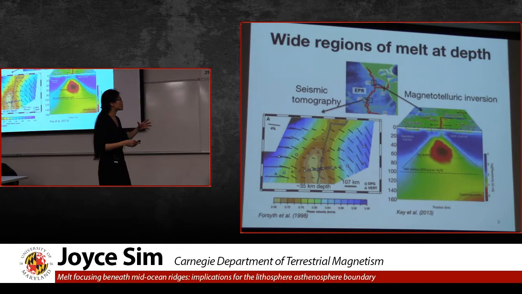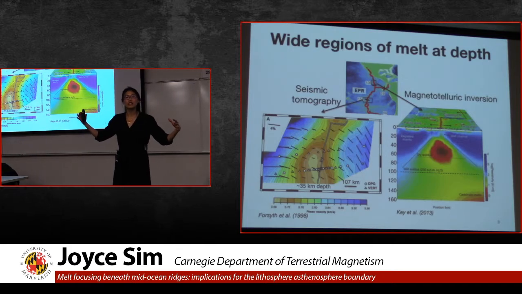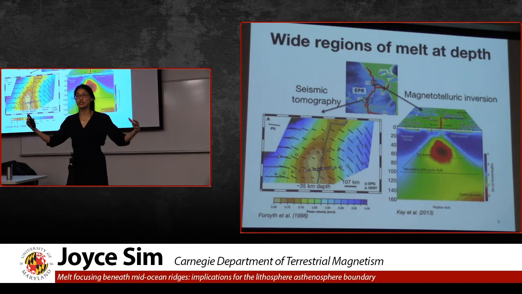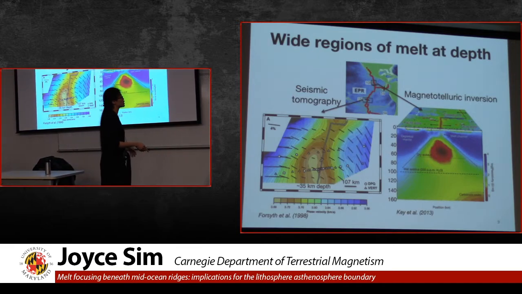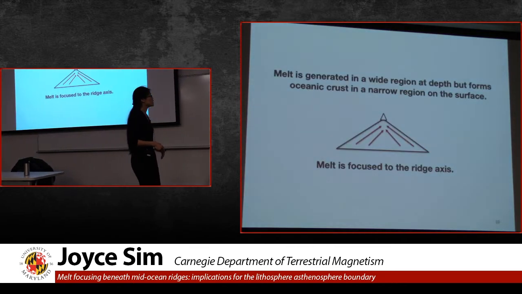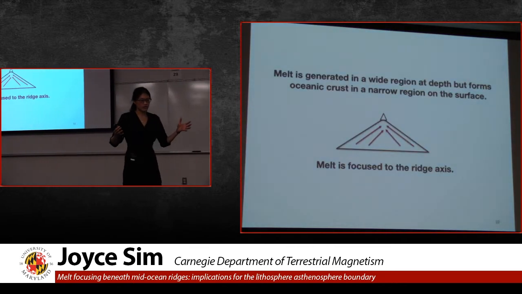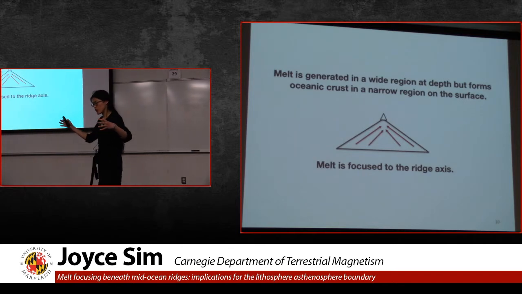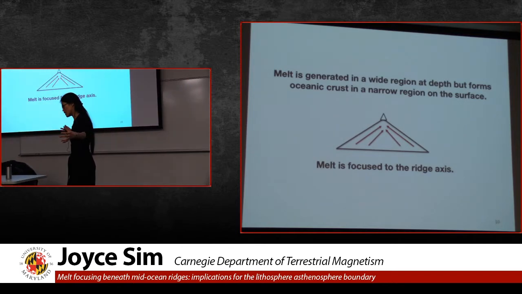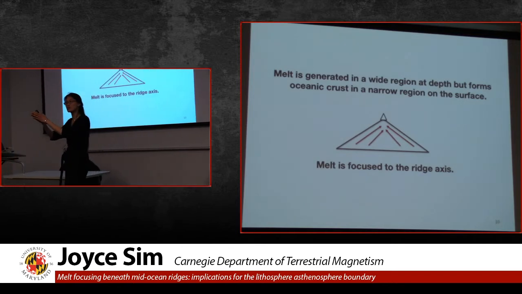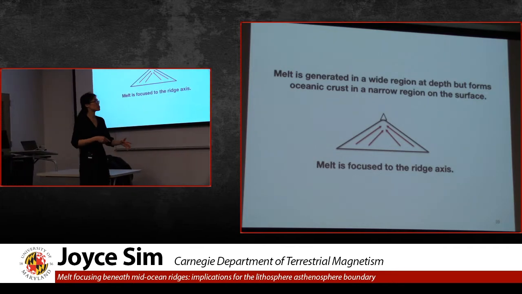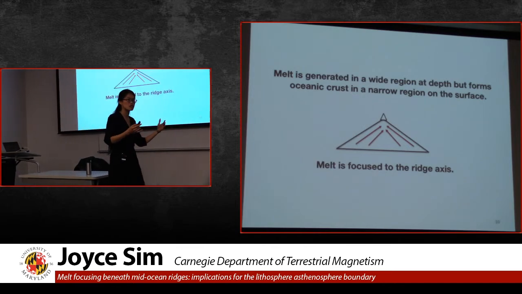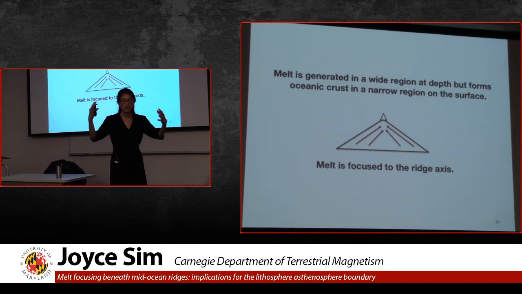So what you have here is that melt is generated in a relatively wide region compared to that very narrow ridge axis where oceanic crust is being generated. So here we have a bit of a problem: you have melt that's generated over a wide region and only a narrow region where oceanic crust is generated. So there has to be some kind of mechanism that's focusing this melt to the ridge.